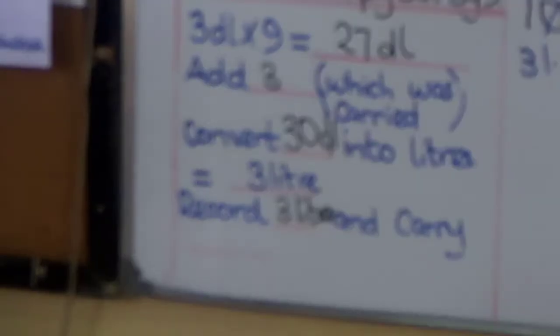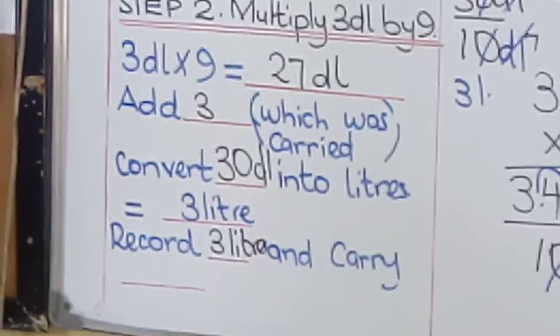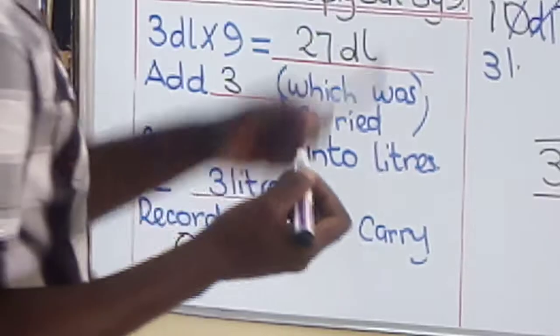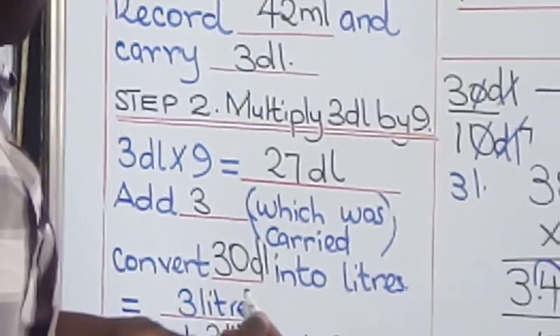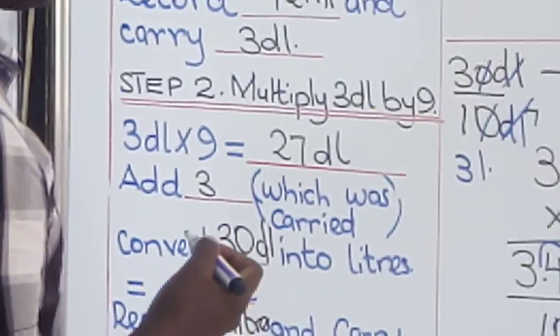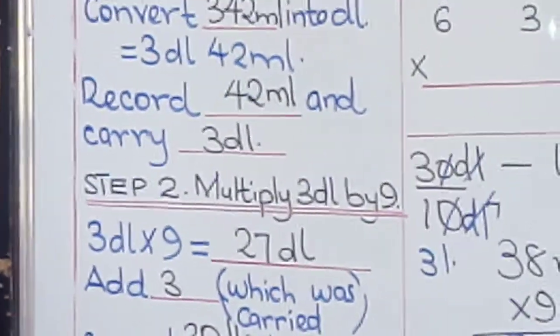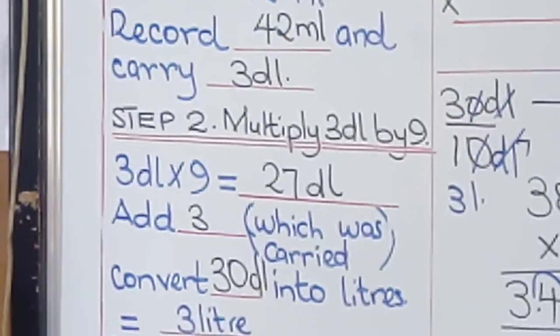Remember, we are recording liters. And then we are carrying 0. We carry 0, so 0 has no meaning. So we record here, for example, 27. We record 3. It is deciliters. Sorry, boys and girls. We are multiplying, we are writing 0. We're carrying 0, right? Boys and girls, we are carrying 0.